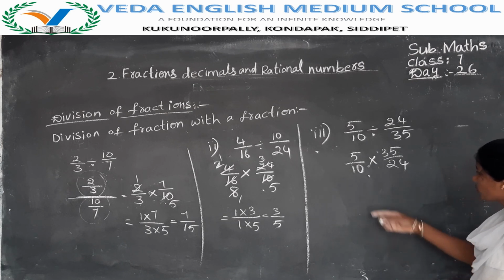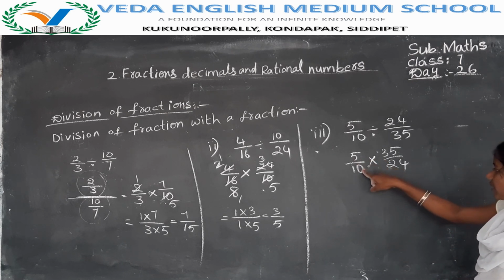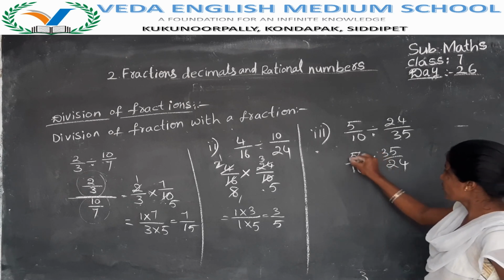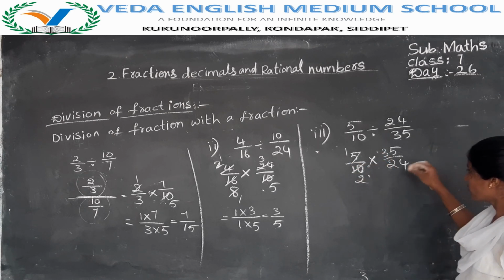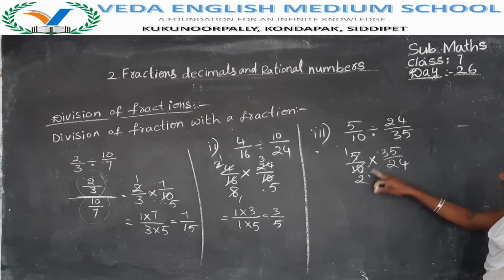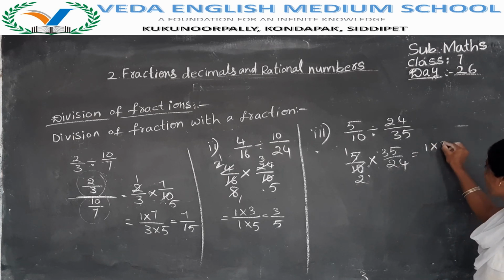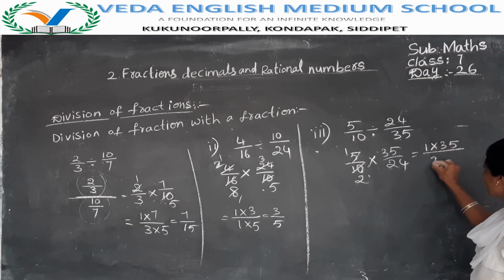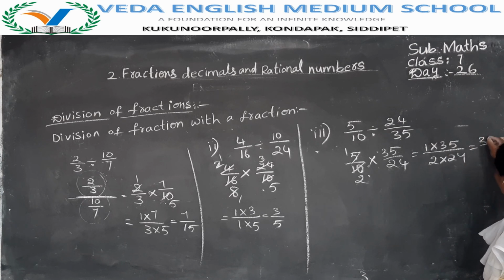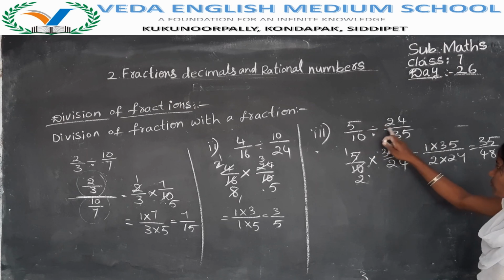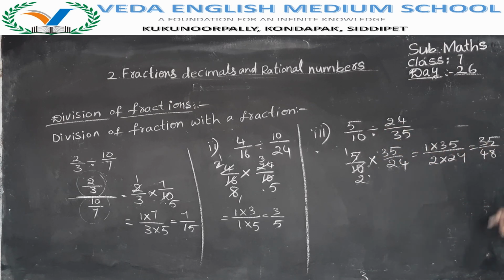Now check here, is there any possibility to cut? 5 and 24, not possible. 5 and 10, yes, there is a possibility: 5 ones are 5, 5 twos are 10. Any more? 2 and 35, not possible. Madam, 2 and 24 are both possible, no? But both are denominators. We should not cut two denominators. So simply multiply the numerators, 1 into 35, and the denominators, 2 into 24. 1 thirty-fives are 35, 24 twos are 48. So the division of 5 by 10 divided by 24 by 35 is 35 by 48.